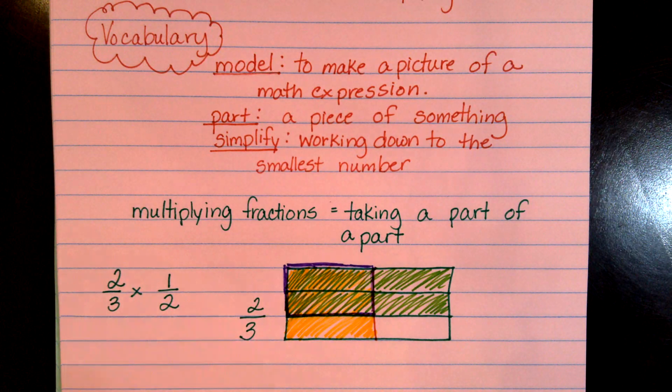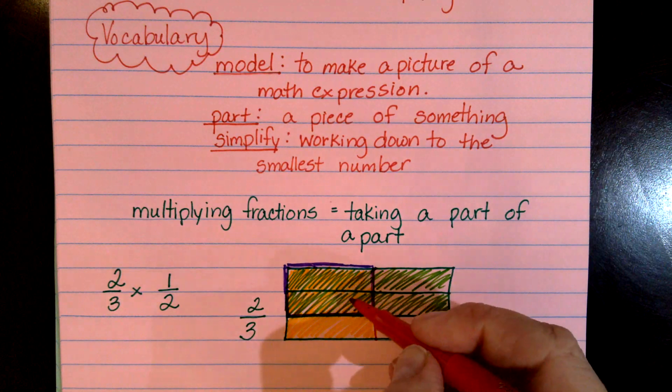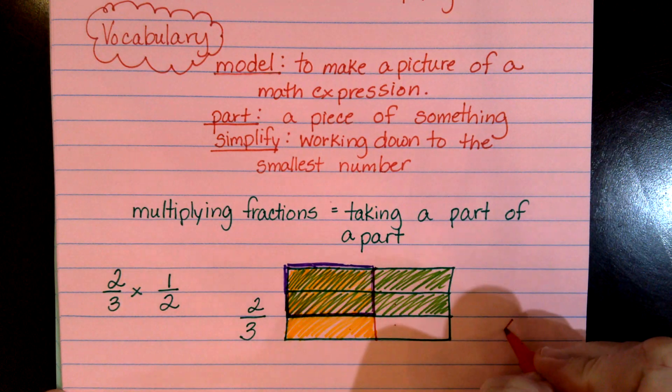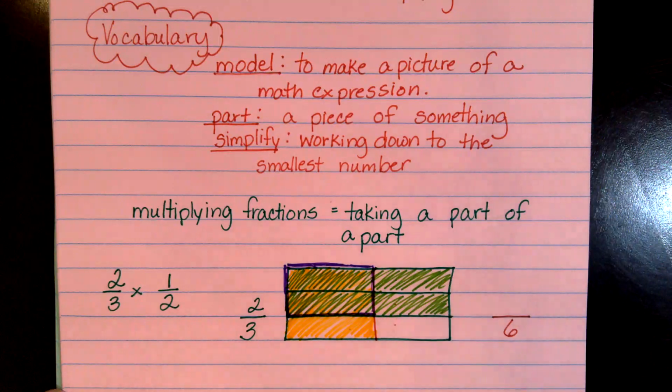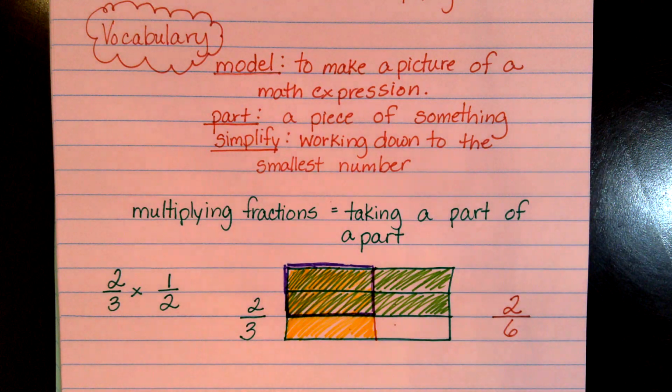So when we look at that, it's the same whole, but we've made a totally different number of pieces. So 1, 2, 3, 4, 5, 6 pieces out of 6, that would be the whole. But we actually have 1, 2 pieces that have been colored in by both colors. When we multiply 2/3 by 1/2, we get 2/6. Now, we can simplify that.